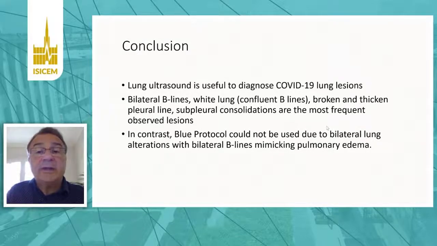But one point which is very important is to check for the pleural line, because if you do not check the pleural line, you may miss the diagnosis of COVID-19 pneumonia, and the pleural line is broken and thickened. And behind this broken and thickened pleural line, sometimes you may have subpleural consolidation, and all these lesions are the most frequently observed lesions.